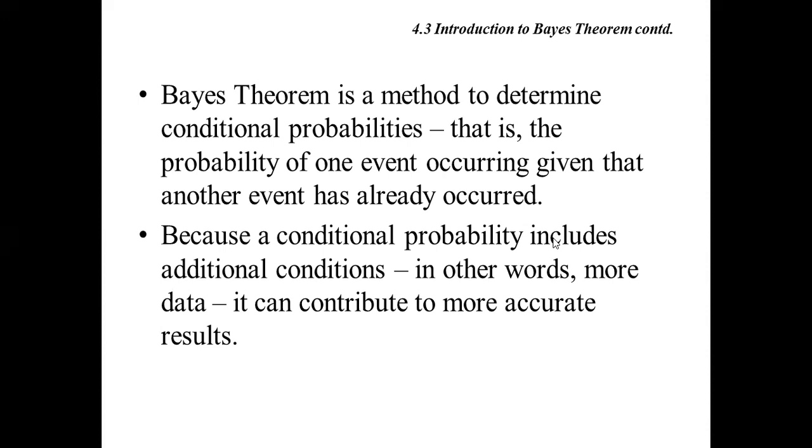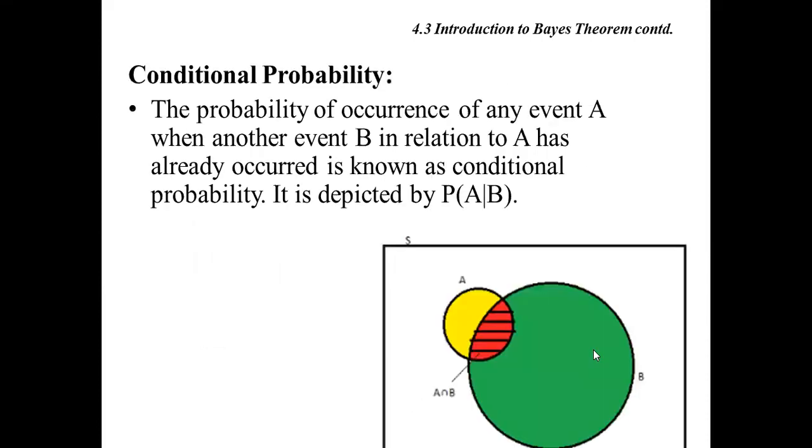Here we will see two examples today. Because a conditional probability includes additional conditions, that is more data, it can contribute to more accurate results. Okay, so let us go to the example now. But before that, let us see what is meant by conditional probability.